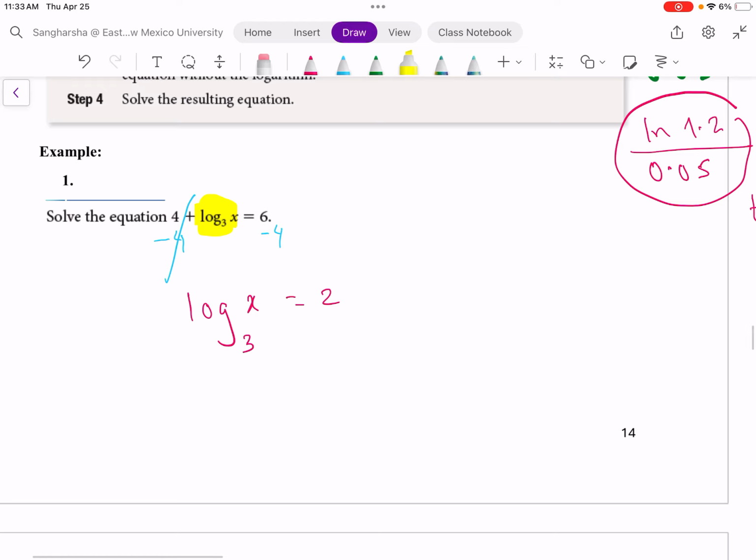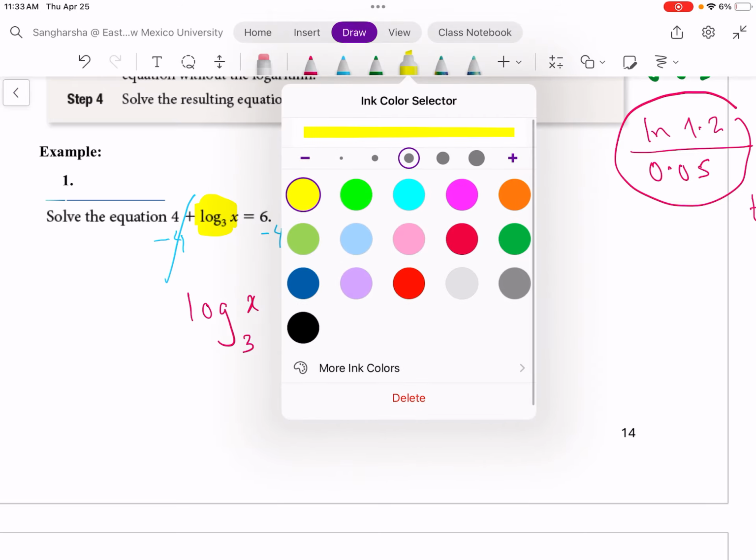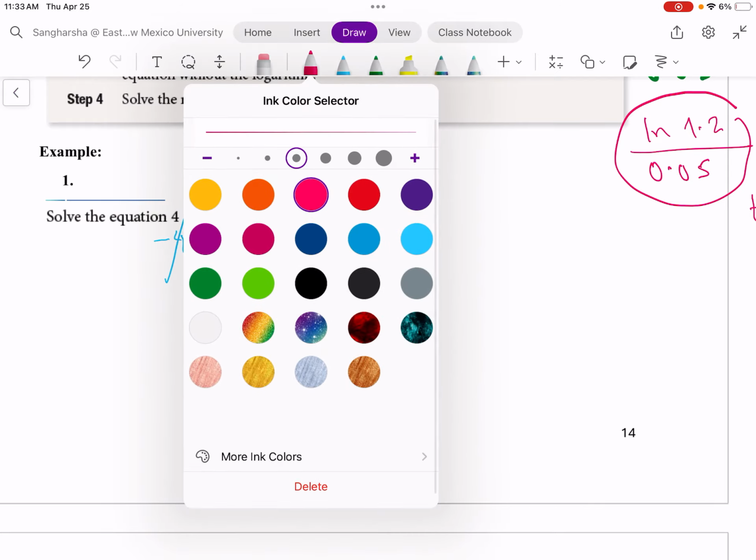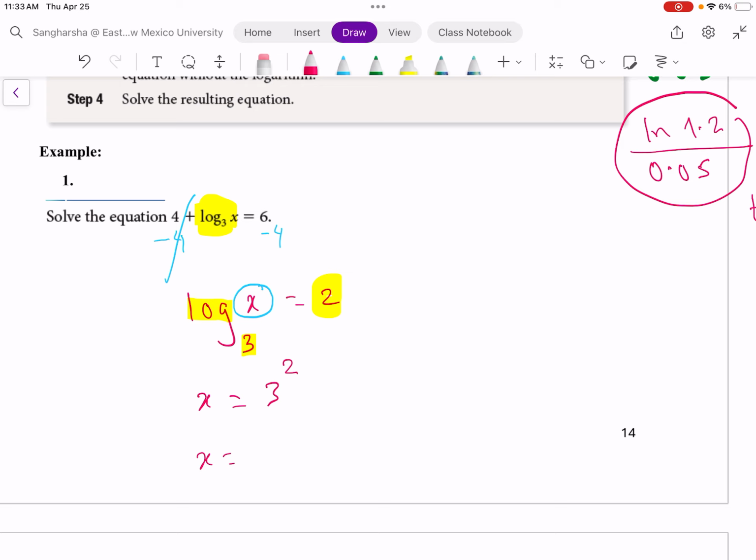In order to get rid of this log, we rewrite this expression in exponential form. And where do we start from? We start from this x, whatever the log has. So we have x equals base. The base is 3. And whatever you have on the other side, which is 2, goes on the exponent. So we have x equals 3 squared, which is 9. And this is the solution.